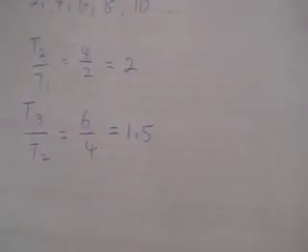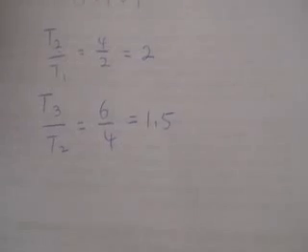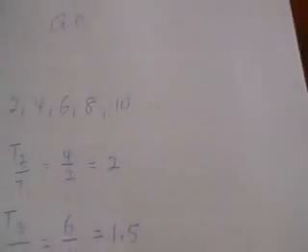Okay, and you can see that it's very clear that these two ratios are different. Therefore common ratio doesn't exist, and this sequence given to us is not a GP.